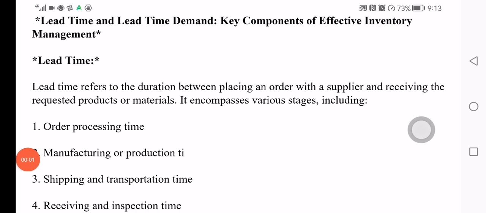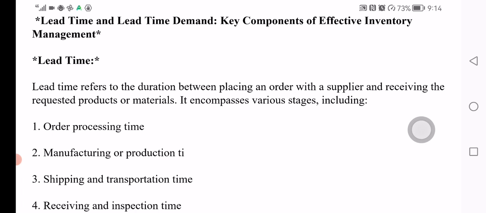Hello, comrades. Today we are going to study lead time, which is a very substantial component of effective inventory management. So let's start with the concept of lead time.